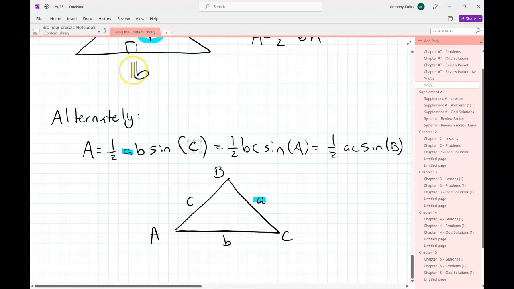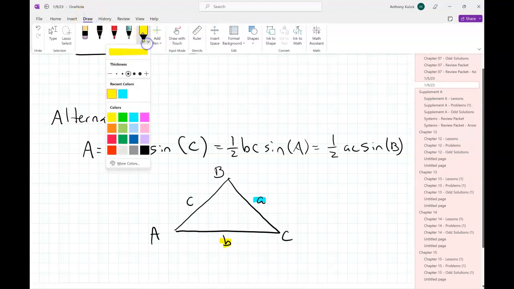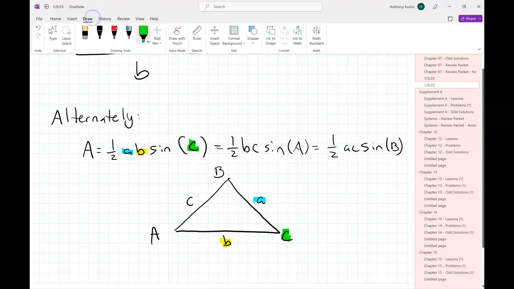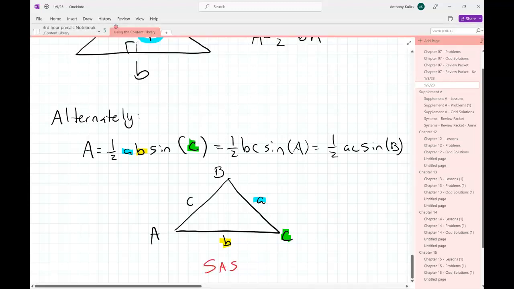Let's say we look at just the first version of this same formula. What three-letter combination is this? Is this like side, side, side? This is side, angle, side. So if you have a side, angle, side situation, boom. We just fill in the two sides and the angle and we're done.